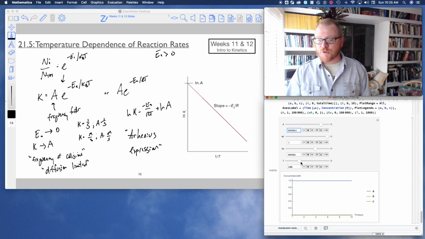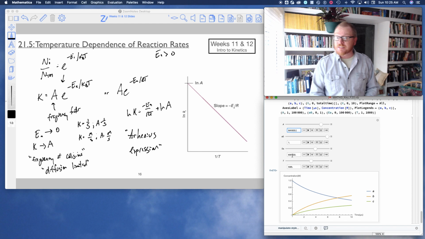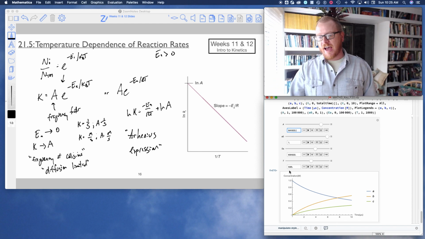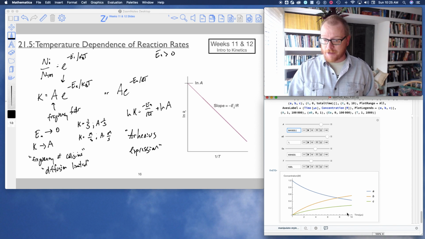So how can I make this react? Well, look, if I turn the temperature up, and I mean, I'm cranking the temperature on this reaction. Look, I've just taken the temperature up by more than 100 degrees, still no reaction. So let's keep going and going and going. There we go. Look at that. With the 70 kilojoule activation energy, I have to take it up to like 600 Kelvin to get it to react.